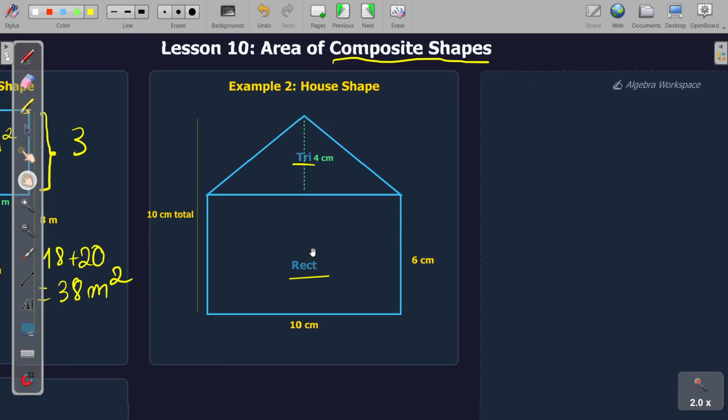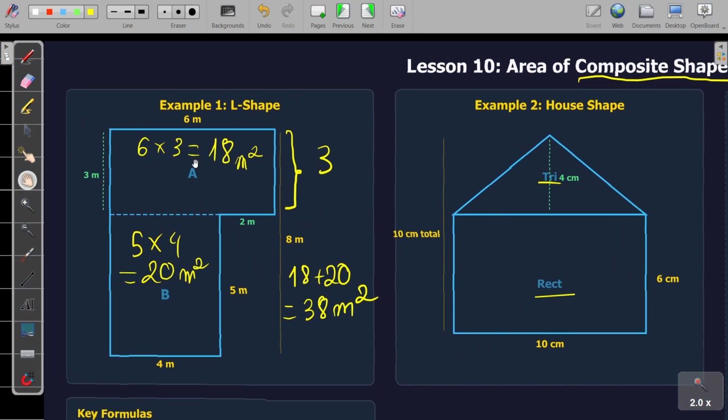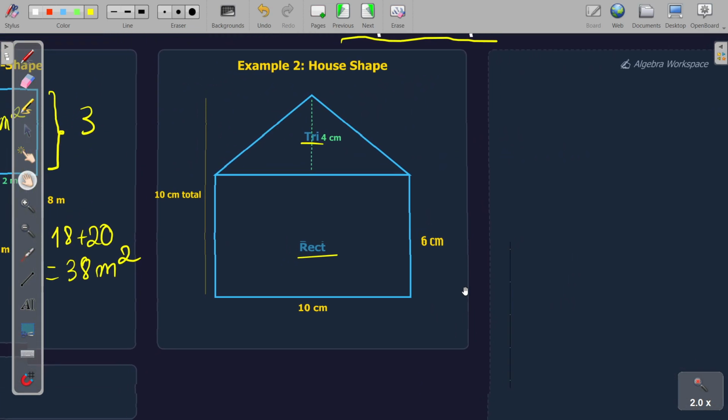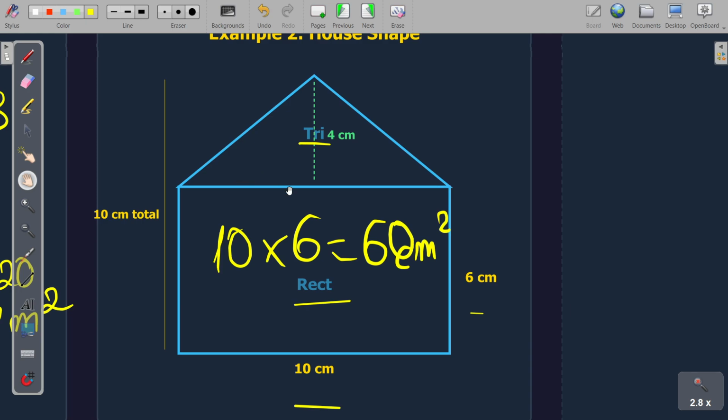So let's find out the area of each shape. Again, break it down into shapes that you know. The shapes that you most likely know are going to be rectangles, squares, and triangles for now. Okay, so the area of the rectangle is pretty easy. You can see that the height is 6, the base is 10, so we multiply that together, so we have 60 square meters. Oh, this is centimeters, so I just put a C here. That should be fine. Let's zoom this out so it doesn't look as glitchy.